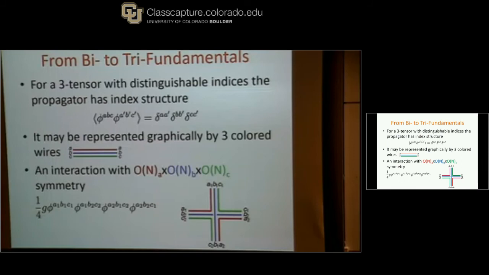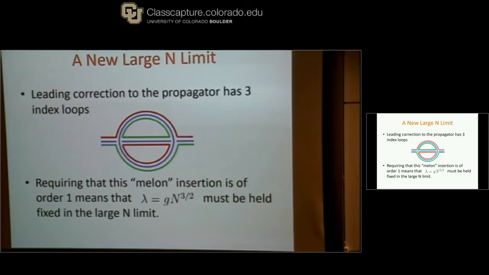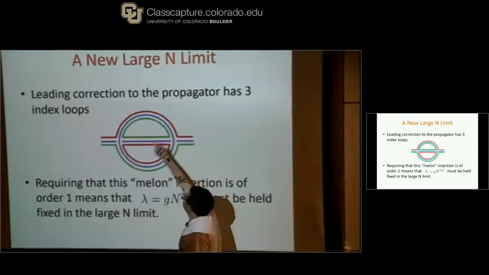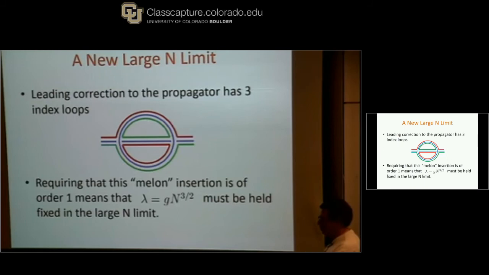But the crucial thing is indeed that when you do this melon insertion into the propagator with the type of vertex we have, basically 3 additional loops, right? We have the additional green loop here, red loop here, and the blue loop that goes around here. So you get g squared n cubed, and that's why we have to define lambda as g n to the 3/2.